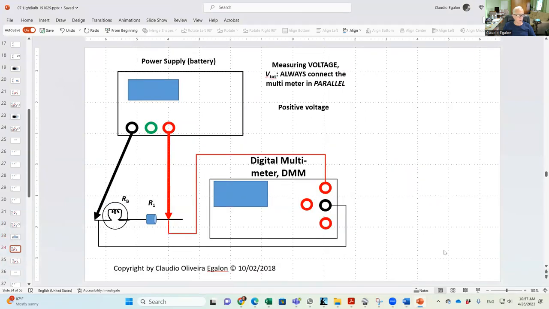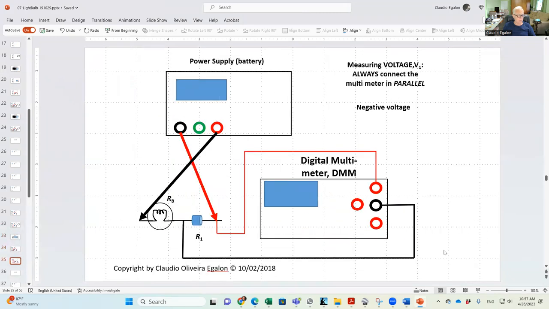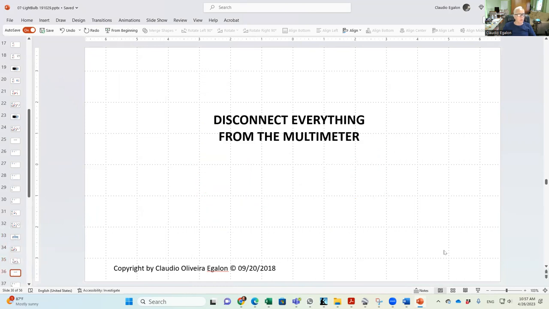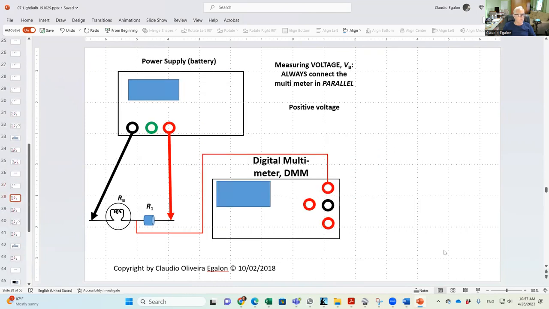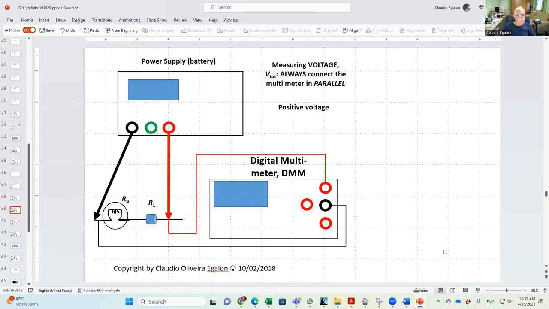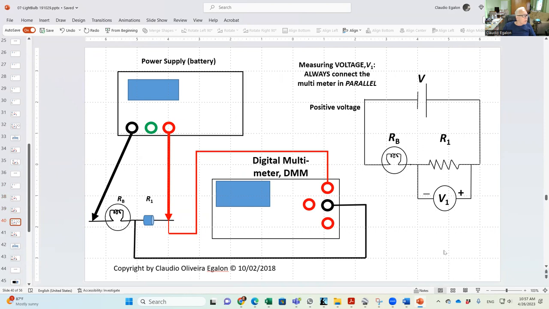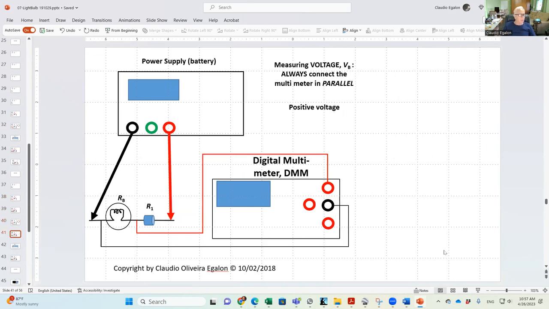Then you do for, why is that? Do I have that? Shouldn't have this one. Huh, interesting. Disconnect everything to the multimeter. You don't need to disconnect everything to the multimeter. Oh, what's going on here? Huh. There's something wrong here. Yeah, something wrong in the organization of these slides.